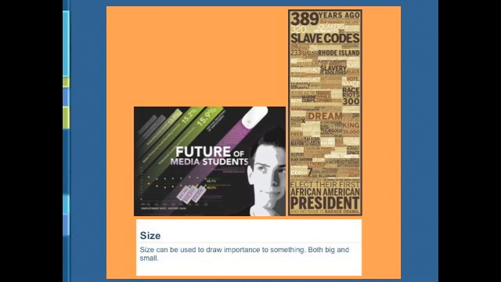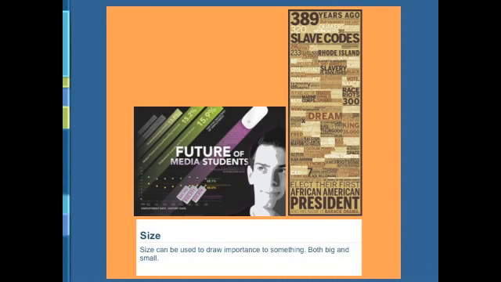So let's dive deeper into form a little bit. Another aspect that we can talk about is size. I'm not going to give a definition of size, it should be pretty straightforward. But what we should know is that size can be used to help determine the relative importance of something.